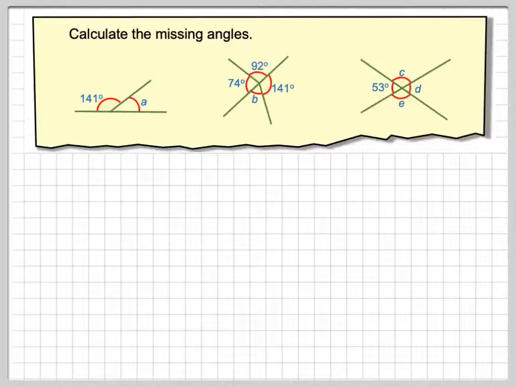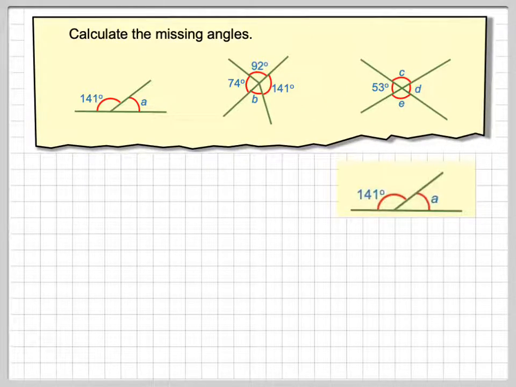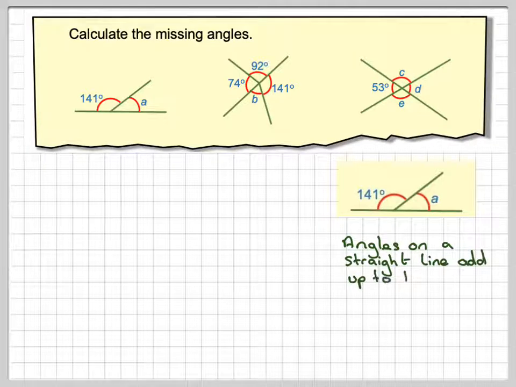In this video, we're going to calculate the missing angles for angles on a straight line, angles at a point, and what's known as vertically opposite angles. So, take the first case. Angles on a straight line add up to 180 degrees. It's one of those facts you need to remember.